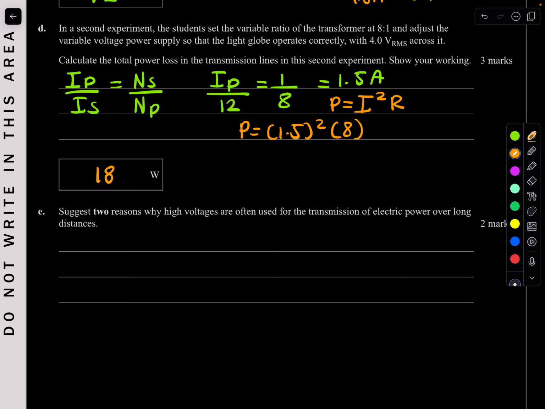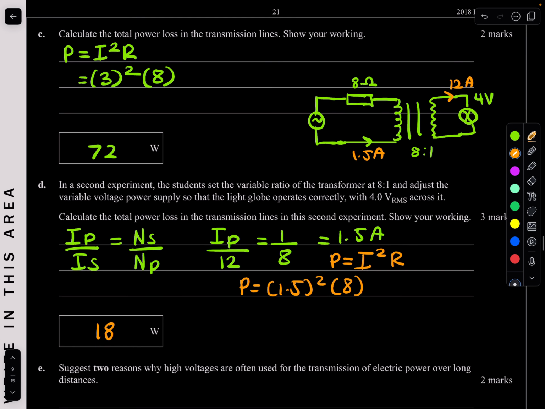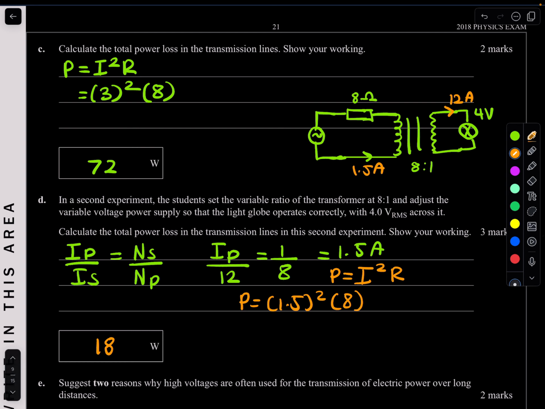Next question. Suggest 2 reasons why high voltages are often used for transmission of electrical power over long distances. This is one of the most common questions you'll get in exams, and it's one of the easiest marks to get. So straight away we know when we increase the voltage in those transmission lines, the current decreases.